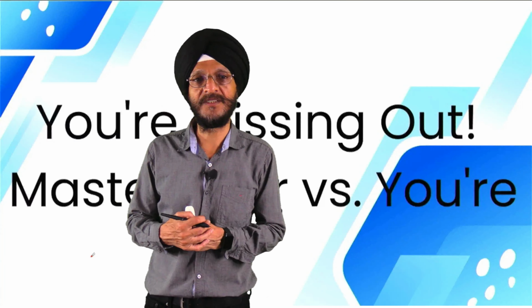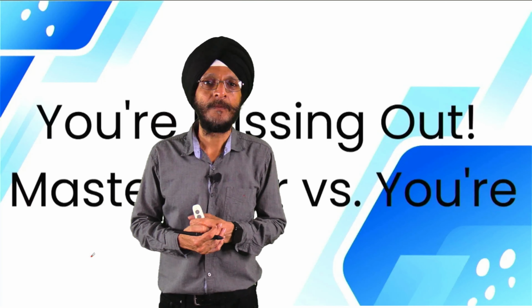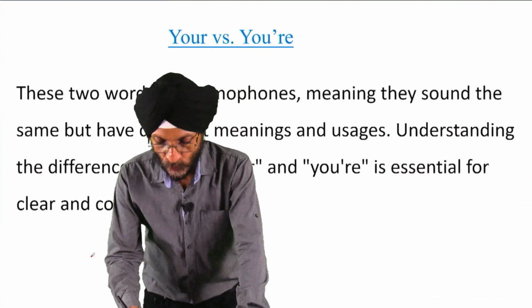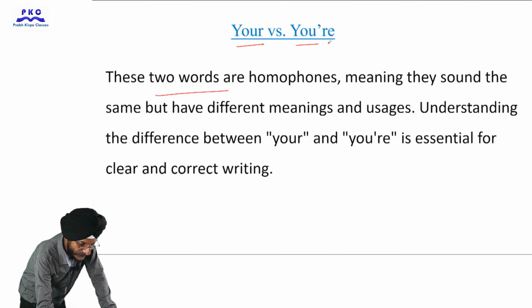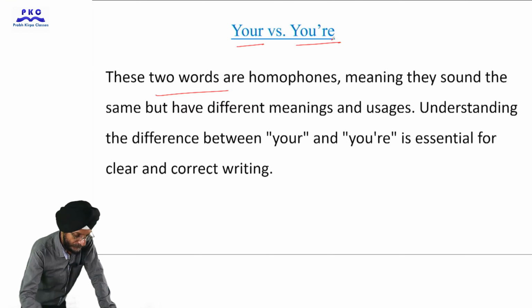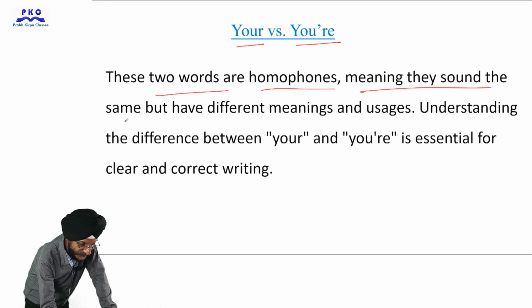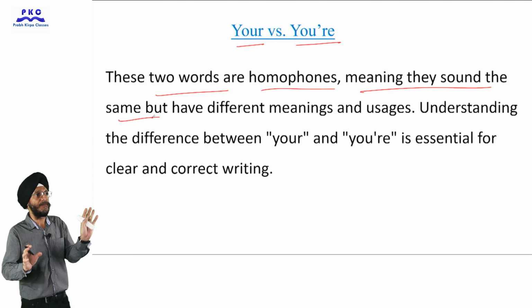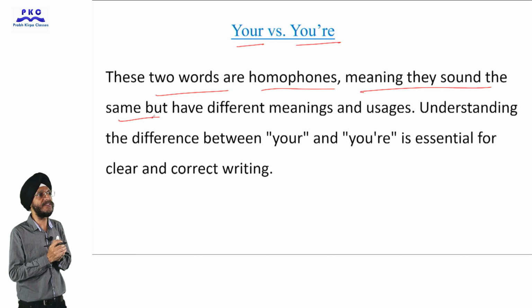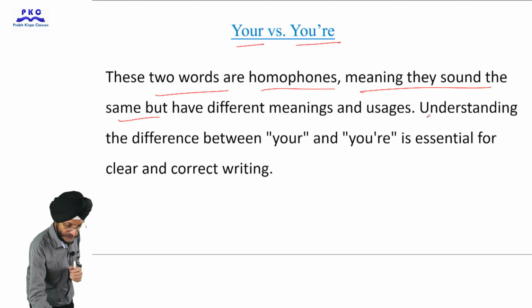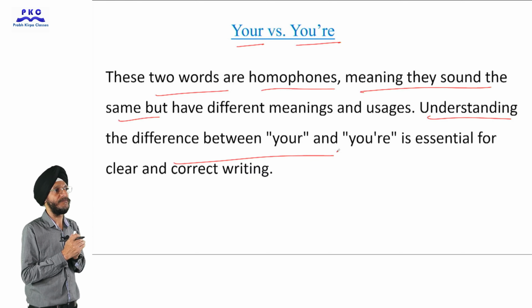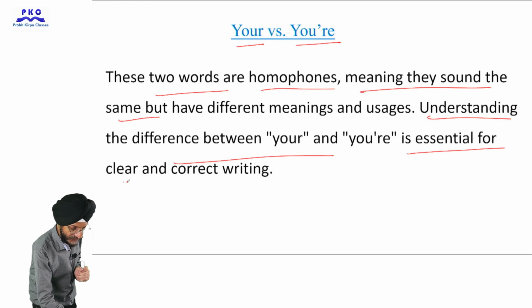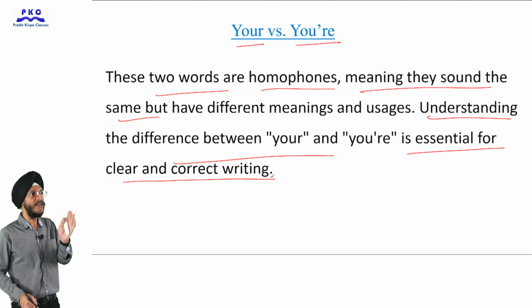Now the topic before us is "you're missing out": master "your" versus "you're". These two words, "your" and "you're", are homophones, meaning they sound the same. While speaking, they are the same, but they have different meanings and usages. We must understand the difference between these two words. Understanding the difference is essential for clear and correct writing.